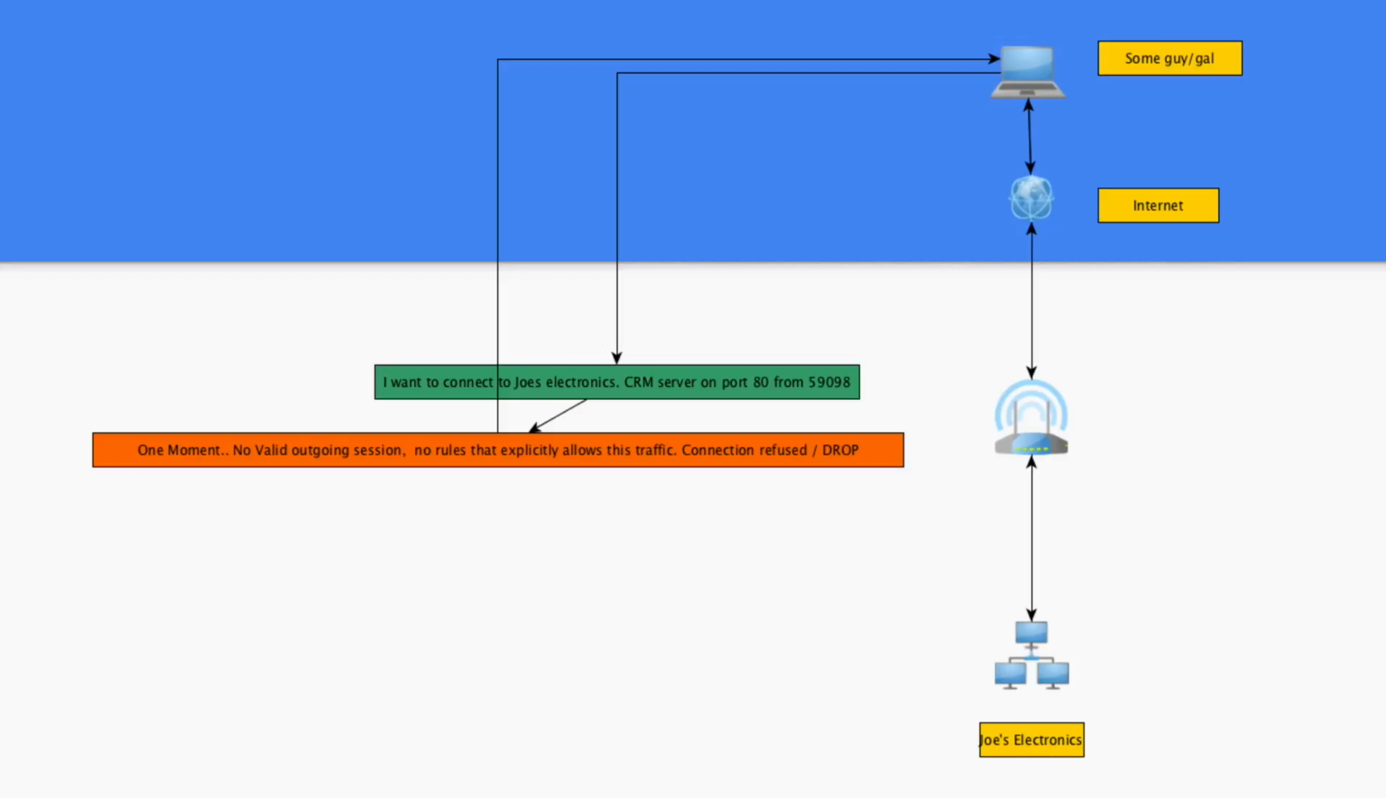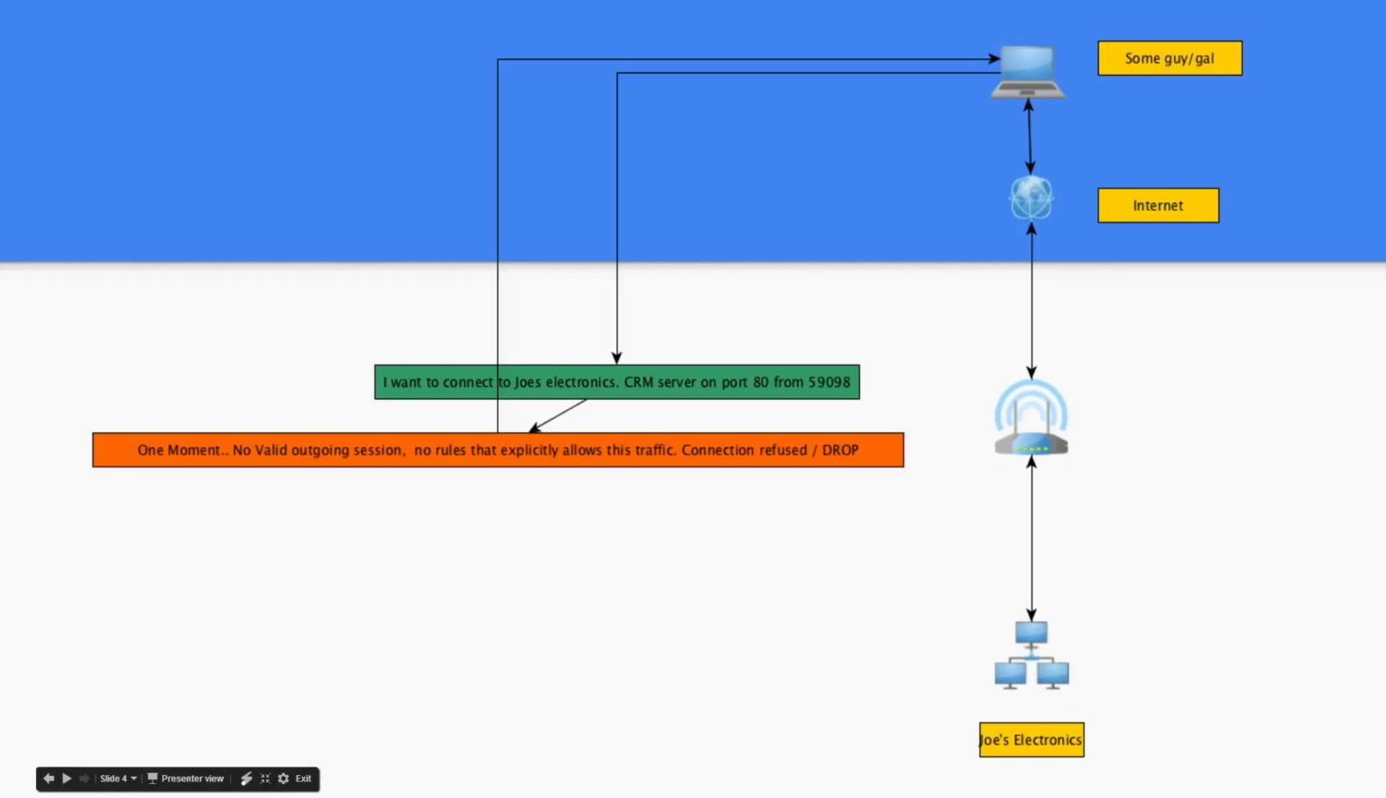So the way that was working before, someone from the internet, which is what this little blue laptop is, some guy or gal, very equal opportunity attackers around here, is trying to get into Joe's network. That person hits Joe's IP address, trying to access some application. In this example, I just used a CRM because it's just an example application.